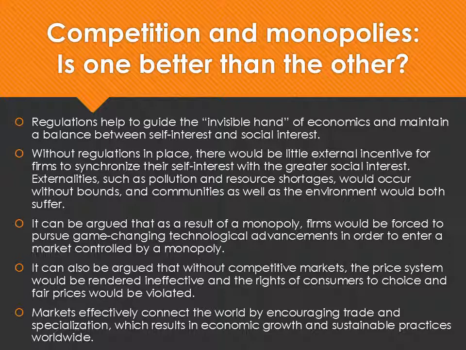Over the course of this presentation, we have discussed the key points of competitive firms and monopolies. We have also looked at some of the advantages and disadvantages of both, but can we really say that one is better than the other? Regulations help to guide the invisible hand of economics and maintain a balance between self-interest of firms and social interest of the public. Without regulations in place, there would be little external incentive for firms to synchronize their self-interest with the greater social interest. Externalities such as pollution and resource shortages would occur without bounds, and communities as well as the environment would both suffer.